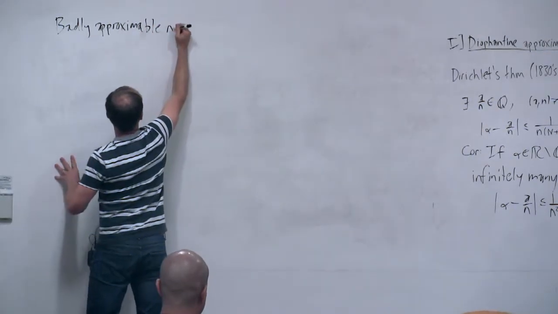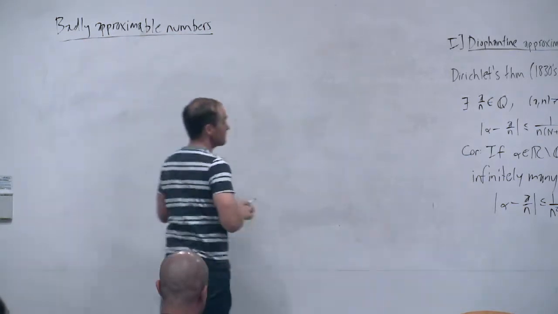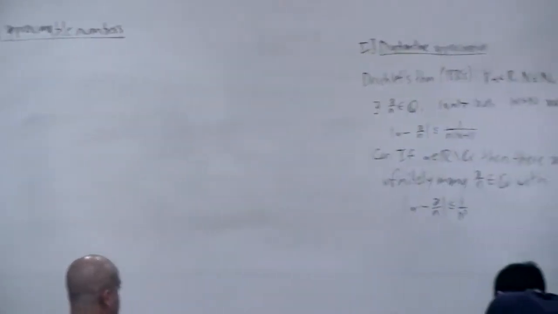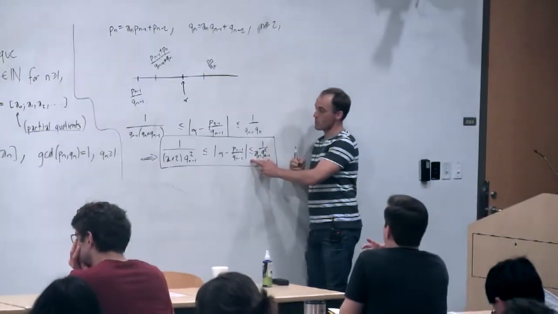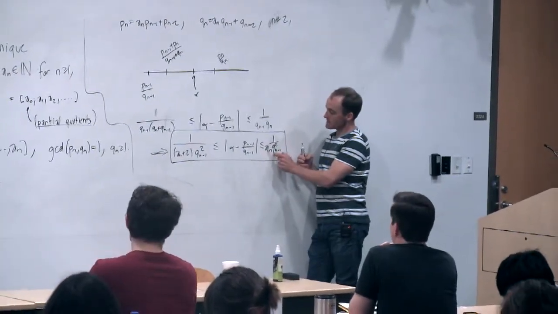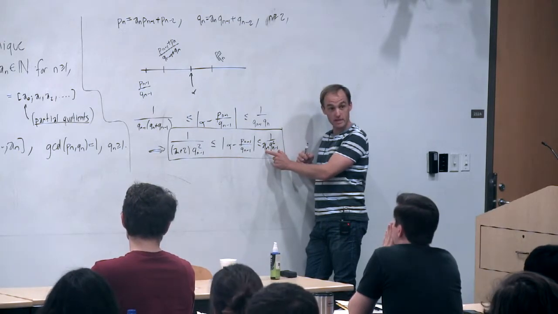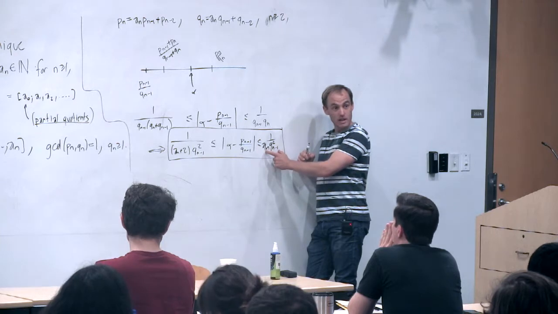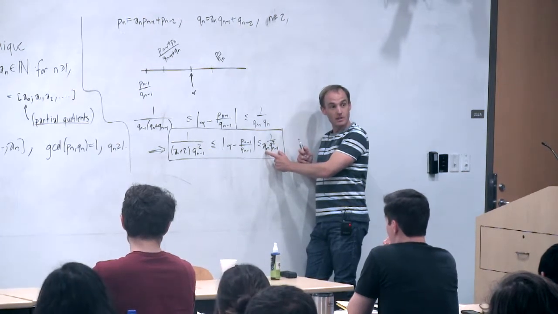Badly approximable numbers. Okay? So if you look at this inequality that I just wrote on the board, on the right-hand side, if I get to some denominator q_{n-1}, and then it turns out that the next partial quotient that I see is really, really large, it means that I'm going to have a really, really good approximation to alpha, right?